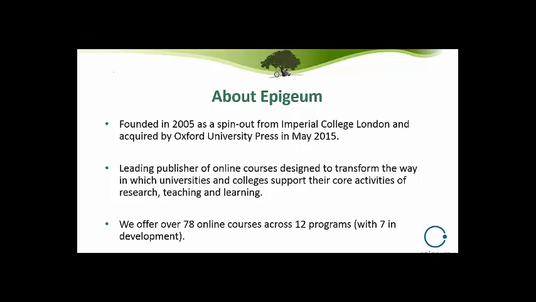And in the 10 years since, we have expanded to studying programs, courses for students, and teaching programs, programs for staff. We were acquired by Oxford University Press in May of last year. Oxford University Press are actually a division of Oxford University, so we're still within the not-for-profit organisation in a higher education context and still very much focused on creating high-quality learning materials. To date, in the decade since we have been formed, we have created over 78 online courses across 12 different programs, and we have currently 7 in development.